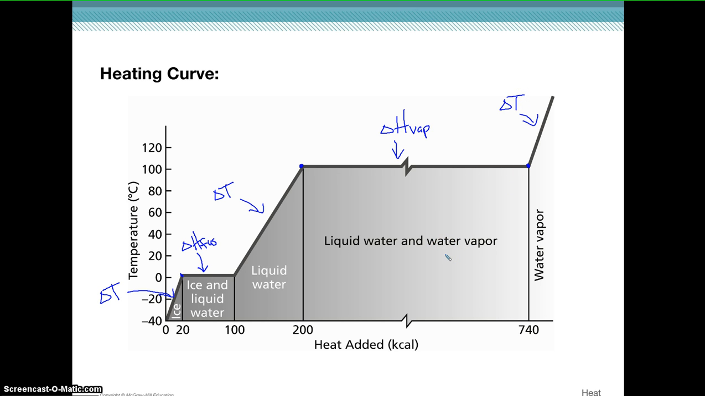So technically, we could have 5 separate calculations. If we wanted to know how much heat it takes to change ice from way down here all the way to steam way up here, we would have to do 5 separate calculations to figure that out. And that's what we're going to practice next.